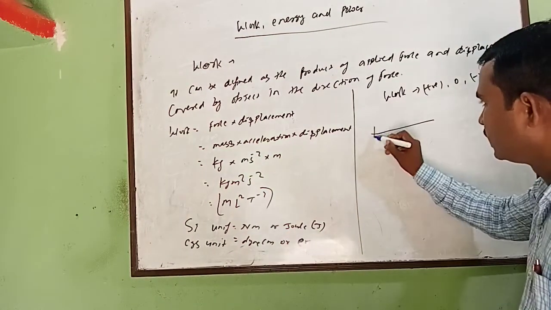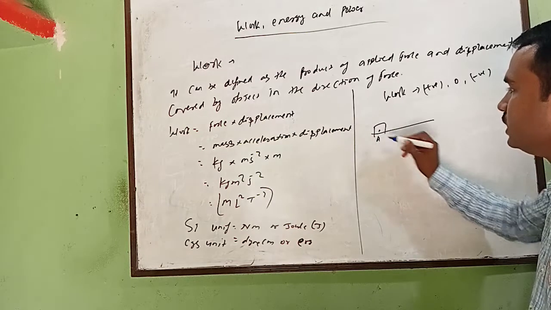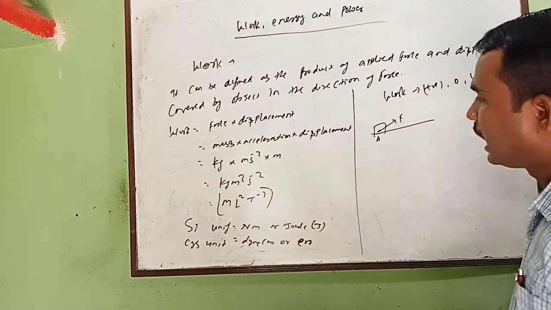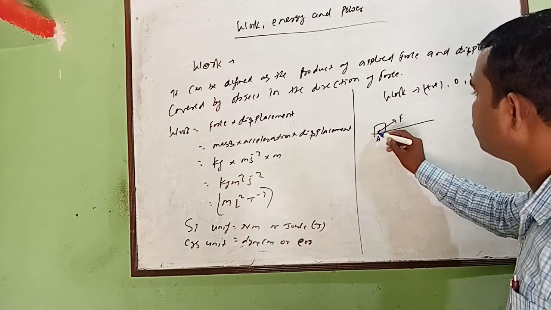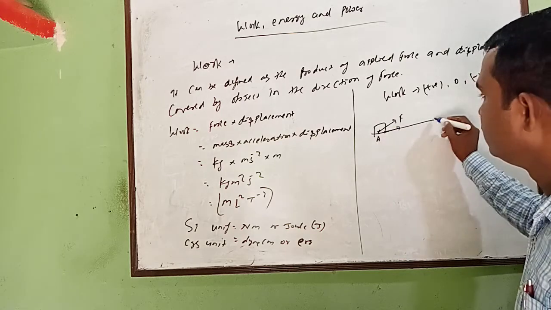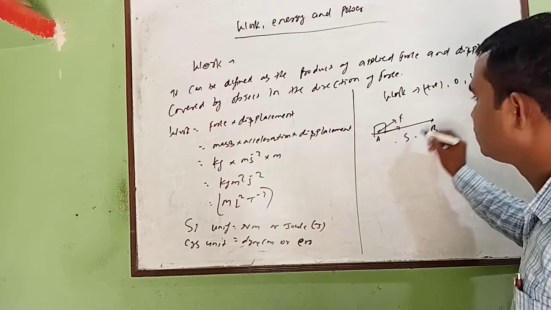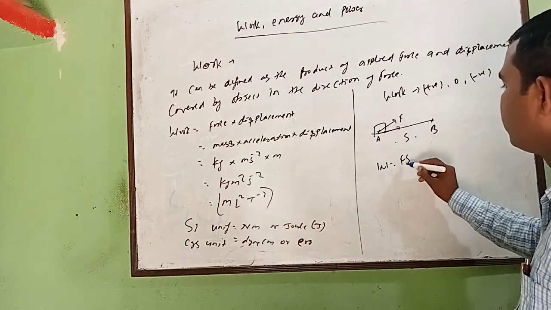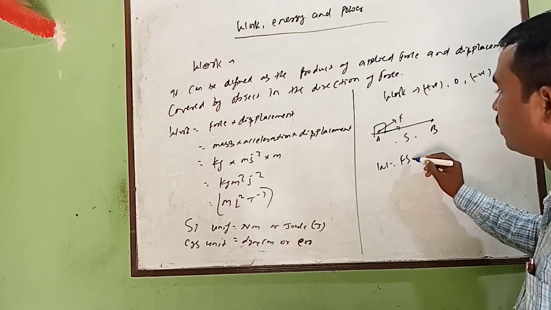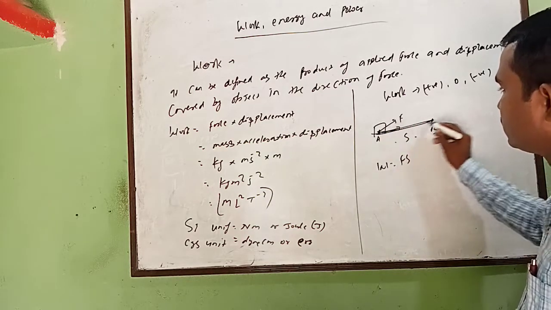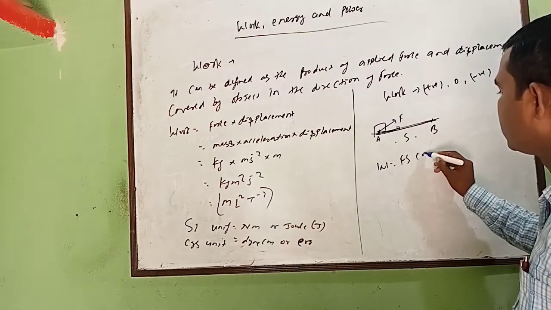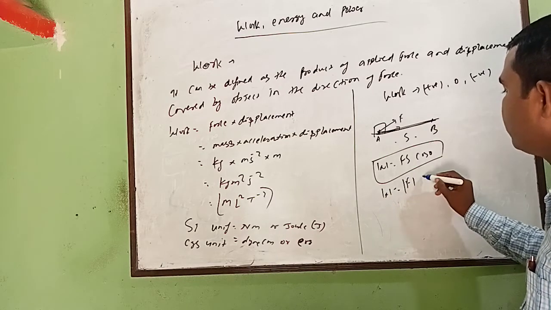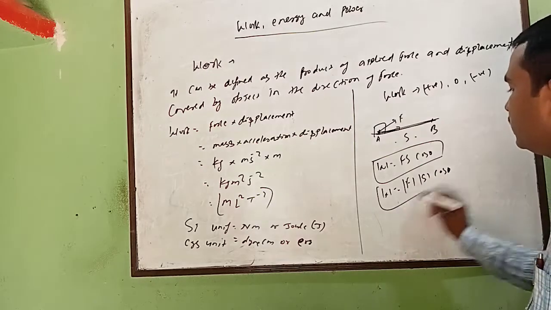Suppose that here is one object at point A. Whenever the force F is acting, it moves in the direction of displacement. This displacement S is the displacement between A to B. So what will you write here? You will write W is equal to Fs. Okay. And you know that if you take the component here, you can write Fs cos theta, or W is equal to |F||S| cos theta. Can we write? Okay, very good.